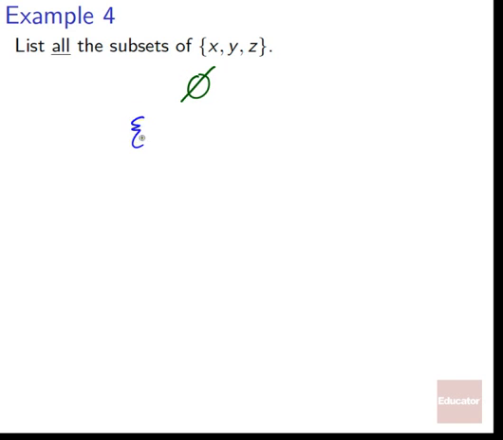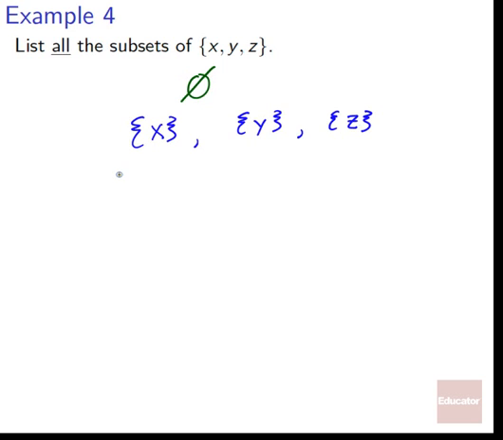{X} is going to be a set just on its own, and that's a subset. Another one would be {Y}. That's another subset. Another one would be {Z}. So those are all of the sets that are one element long and are subsets of {X, Y, Z}.